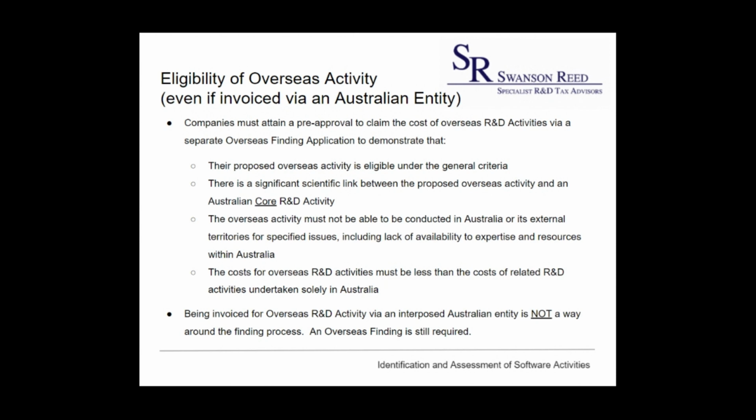For a positive finding to be granted, a company must lodge the finding application by the end of the first year in which the activities are conducted and be able to demonstrate that the proposed overseas activity is eligible under the general criteria. There must be a significant scientific link between the proposed overseas activity and the Australian core R&D activity. The overseas activity must not be able to be conducted in Australia or its external territories for specific issues, including lack of availability of expertise and resources within Australia. And the costs of overseas R&D activities must be less than the costs of related R&D activities undertaken solely in Australia.